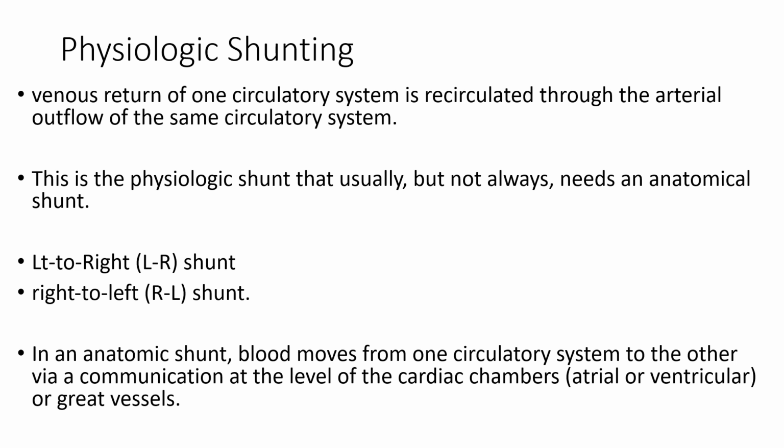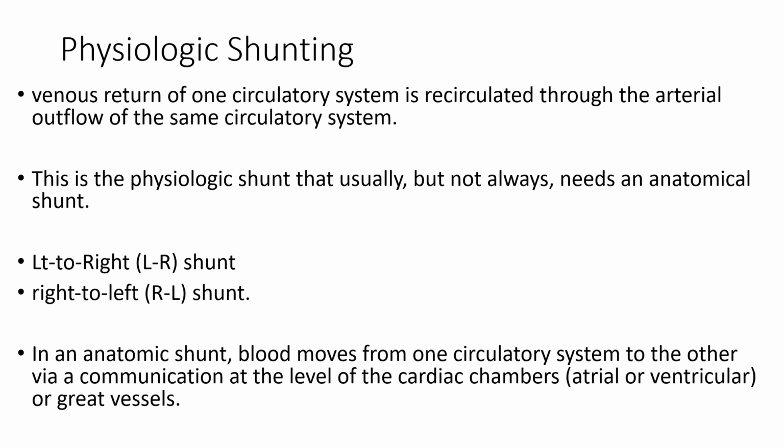So when we have shunting, what that means, if we have a physiologic shunt, that means that the venous return of one circulatory system is recirculated through the arterial outflow of the same circulatory system. So, for example, blood coming from the pulmonary veins that goes again to the pulmonary artery, or blood coming in the systemic venous system, SVC and IVC, and this blood goes again directly to the aorta without visiting the lung.